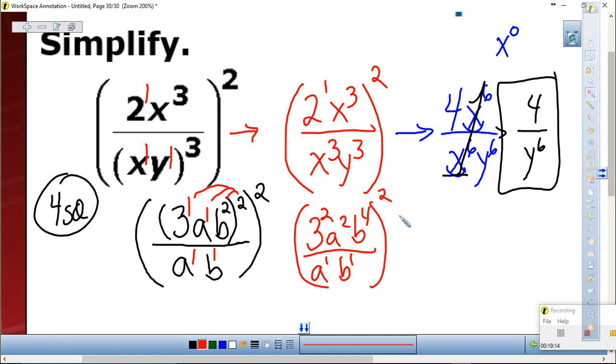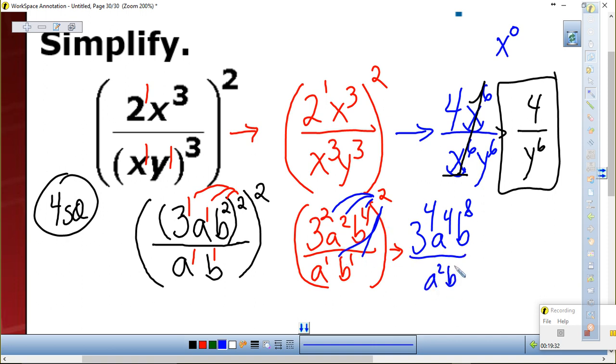Hands if you did that step. Okay? Next. Second step. Distribute, distribute, distribute. 3 to the fourth, a to the fourth, b to the eighth. Distribute, distribute. A to the second, b to the second. Hands if you did up to right there. Okay? Next. What is 3 times 3 times 3 times 3? 81. What is a to the fourth over a to the second? A to the second. What is b to the eighth over b to the second? Hands if you got that by yourself.